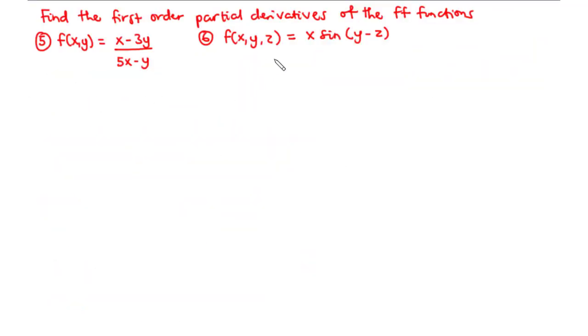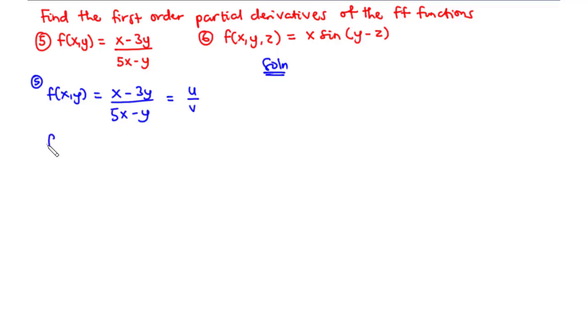So for example 5, we have the function f of x, y that is equal to x minus 3y over 5x minus y. So for this function, we are going to use the quotient rule. So we are going to let the numerator be u and then the denominator be v.